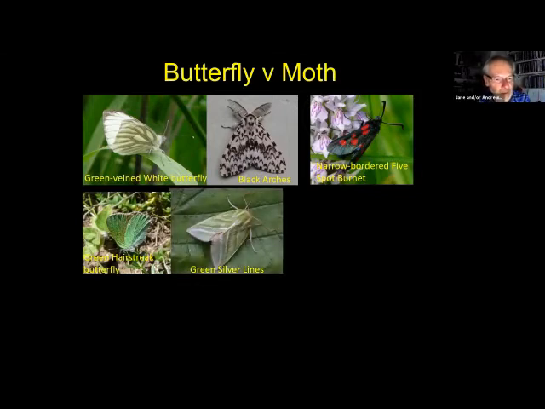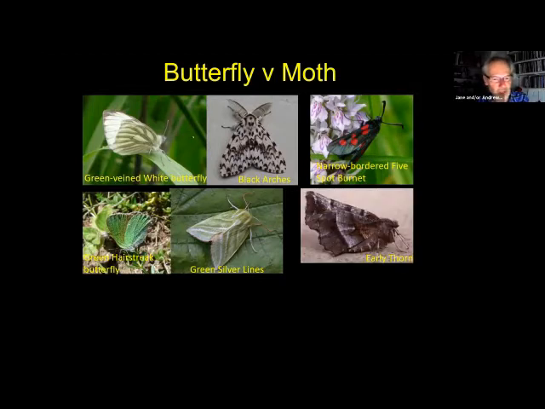And some people say, well, it's to do with the way they rest. Butterflies rest with their wings held up above their backs vertically. Moths hold them horizontally, as you can see there. But then there are some exceptions, such as the early thorn, which always sits with its wings completely closed, just like a butterfly might.